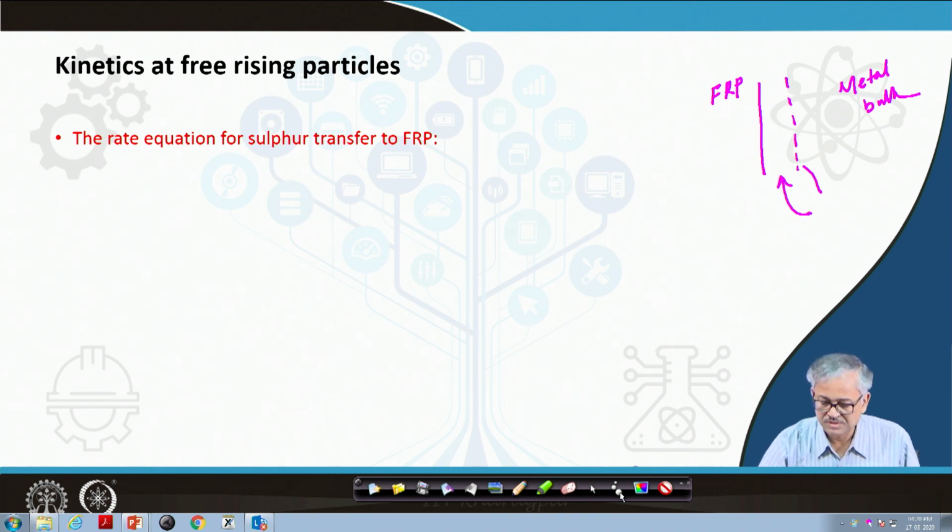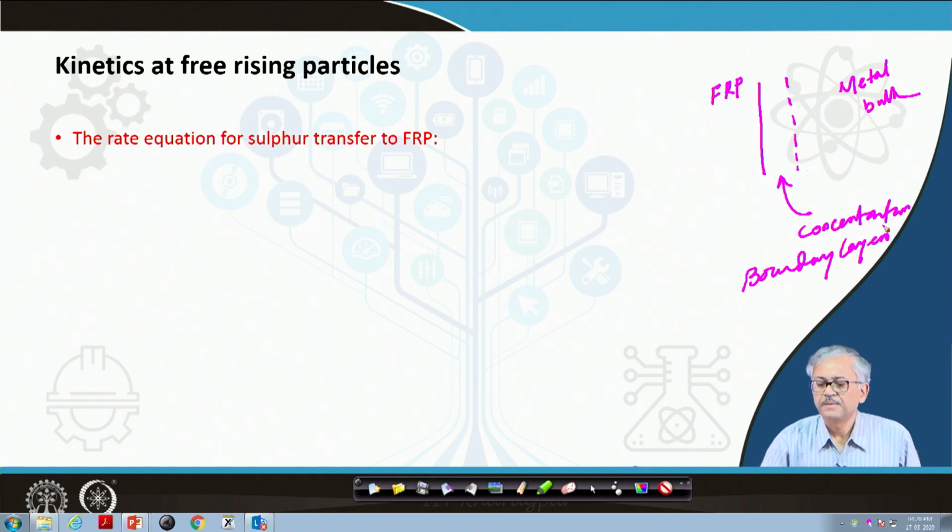And suppose this is, I am just drawing a fixed concentration boundary layer. This is the concentration boundary layer, right? So here you obviously have a concentration gradient for the metal, this is the concentration profile, it is your CMB, the bulk, right? And at the surface, this is the surface concentration, okay? And then this is the free rising particle.